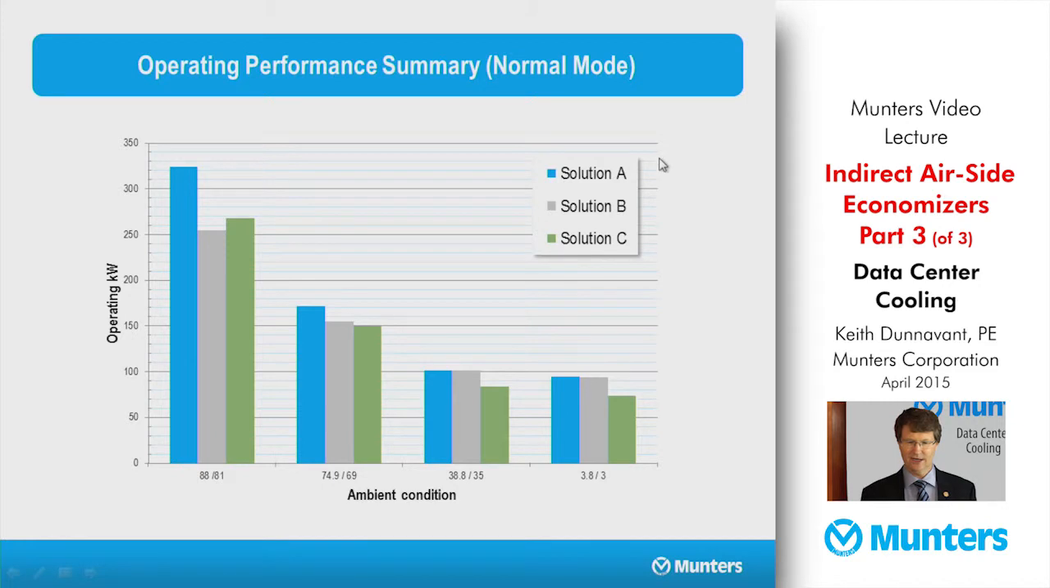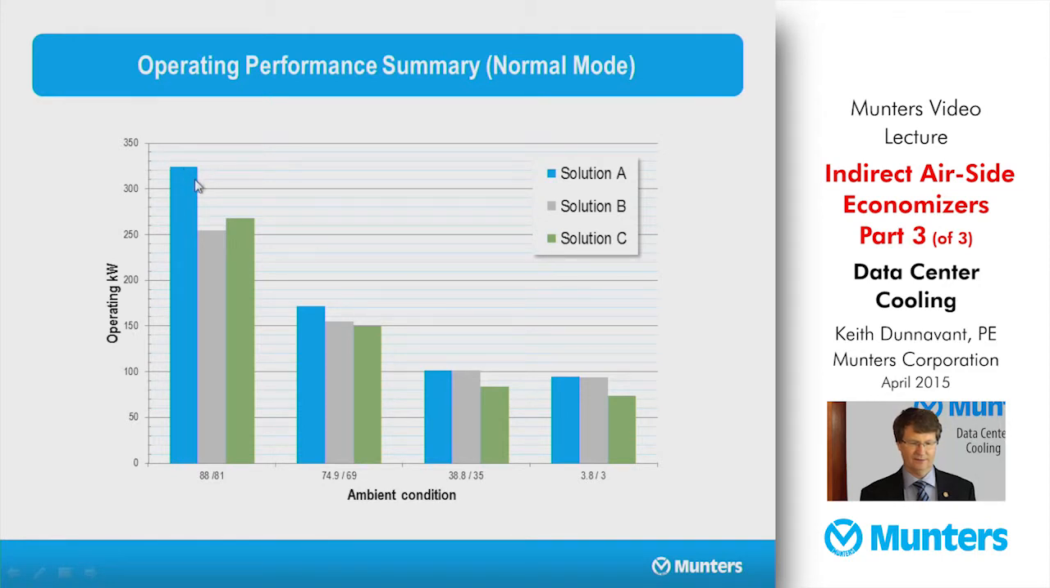So solutions A and B would have 6 units operating. You've got N equals 5, N+1 is 6. And solution C has 5 units operating, N is 4, N+1 is 5. So here you can see that solution A is consuming the most power at an 88 Fahrenheit dry bulb and 81 wet bulb.